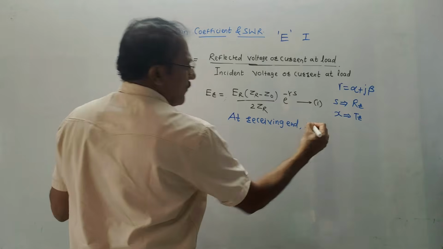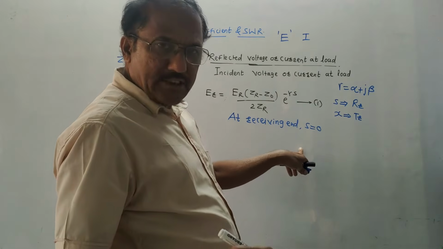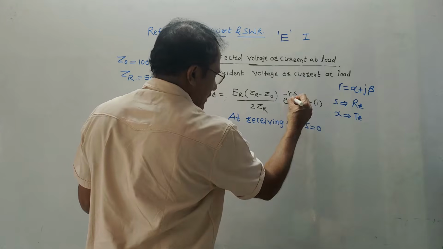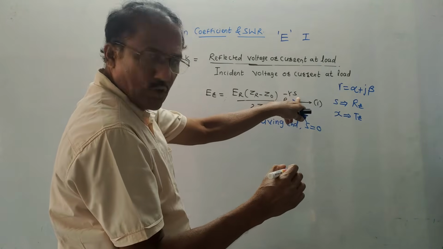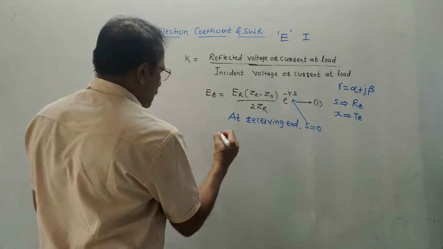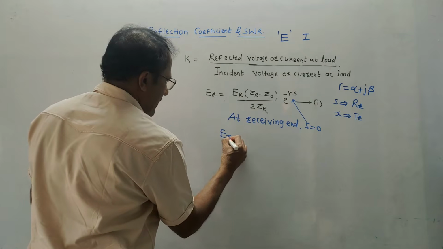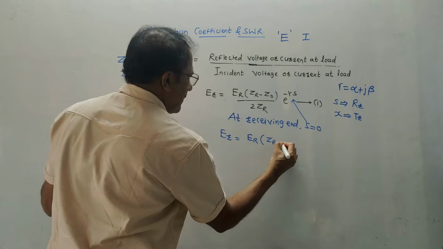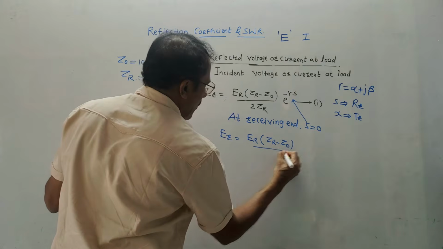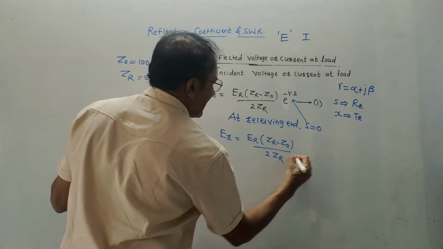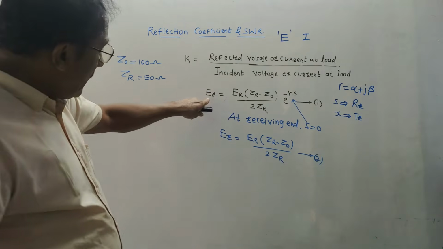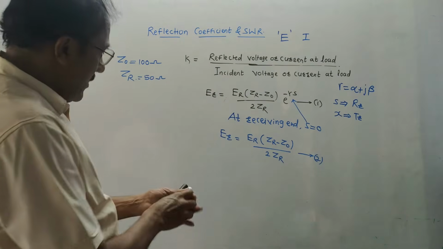S will be 0. Very simple, because S is the distance measured from the receiving end. So if you put S equal to 0 in this equation, then you will get e raised to 0, and e raised to 0 is 1. So I will get the equation of ER as e to the base capital R times (ZR minus Z0) upon 2ZR. Say equation number 2. Now this is the equation of the reflected wave.